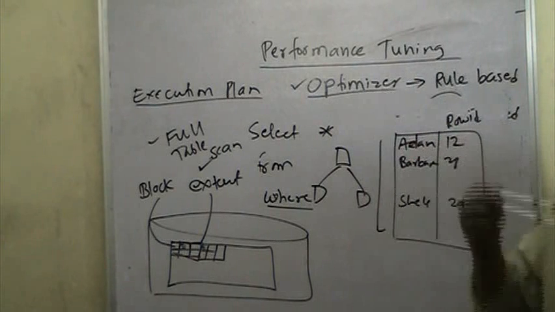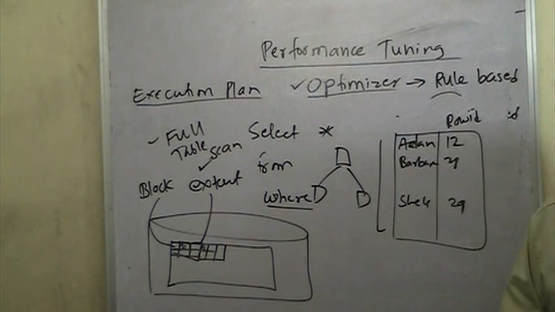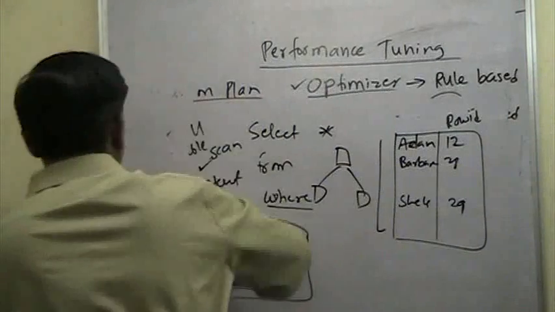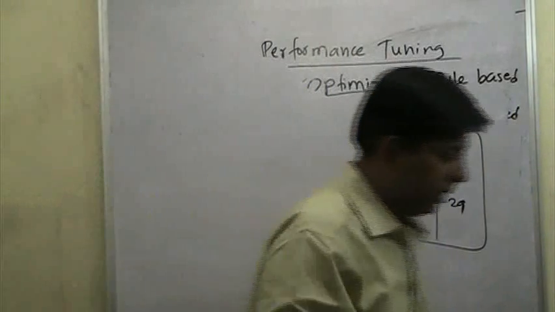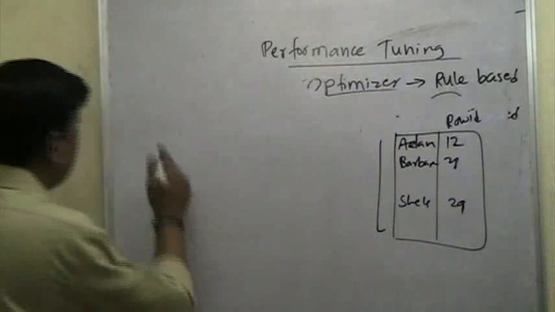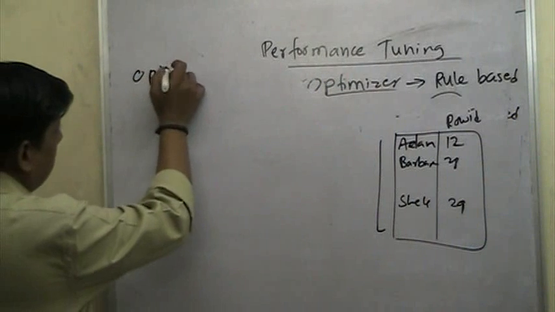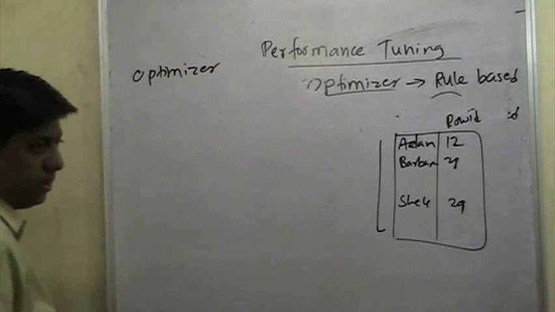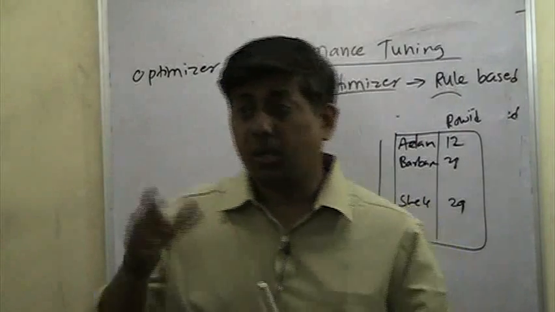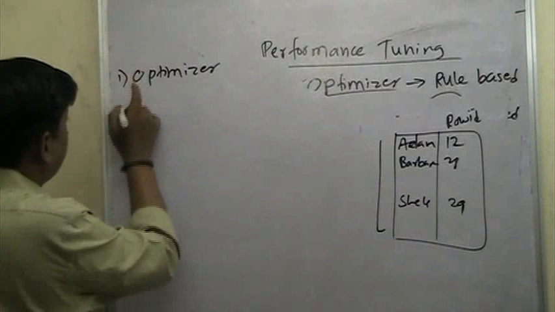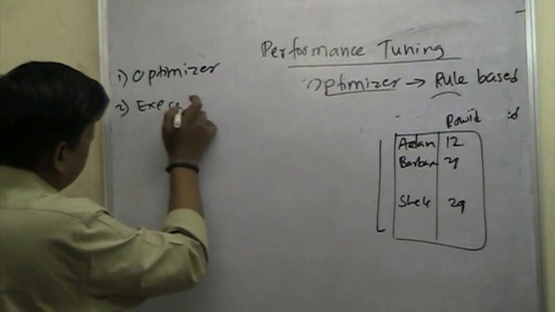Who decides that? The program which is called an optimizer. So that's what the optimizer is. First step in our performance tuning: what is an optimizer? Now, there are other terminologies that we need to know, maybe for interviews or from the examination point of view. So what is an optimizer? It's an algorithm or a program which will decide the execution plan.